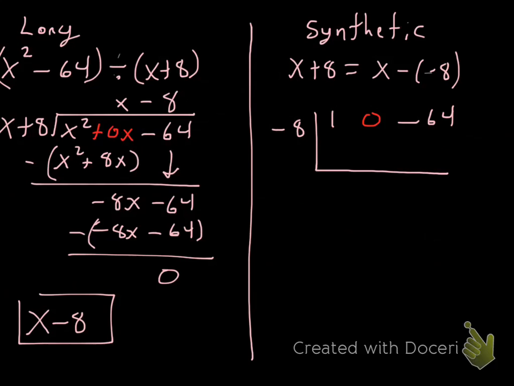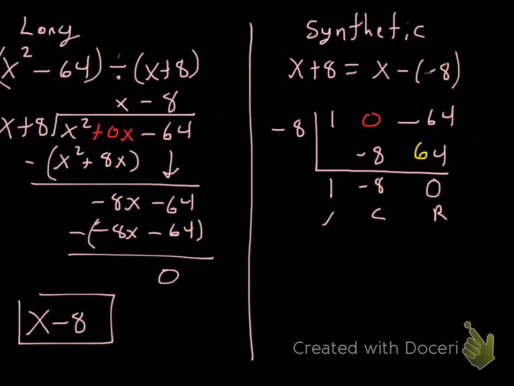Alright, and the first thing we're going to do is bring down the 1. We're going to bring down that 1. And then I'm going to do negative 8 times 1, which is going to give me negative 8. And then I'm going to add 0 and negative 8 to give me negative 8. And I'm going to do negative 8 times negative 8. And that's going to give me 64.